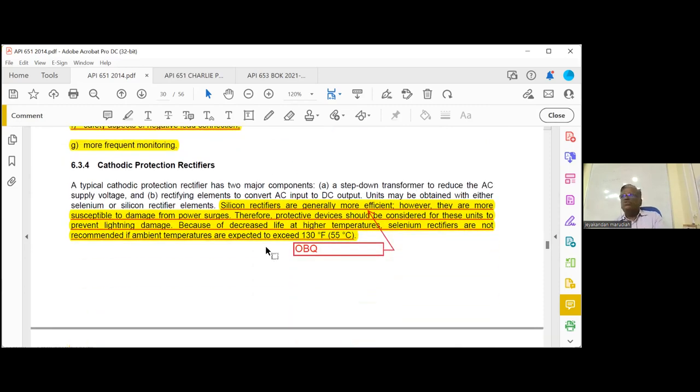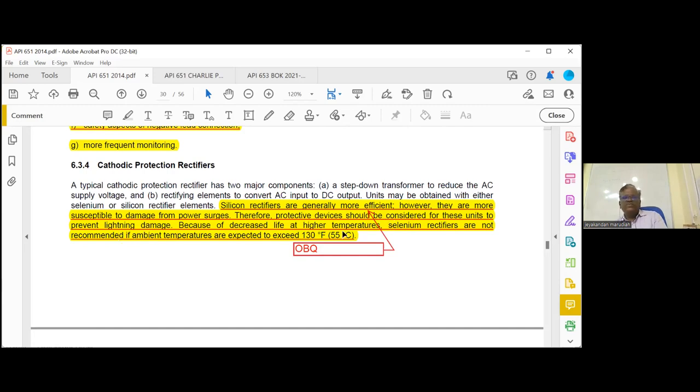Now, what are you using in the rectifier? See, either silicon or selenium is used. Silicon is the preferred one. Silicon rectifiers are generally more efficient. These are open book question. However, they are more susceptible to damage from power surges. Therefore, protective wire should be considered for these units to prevent lightning damage.